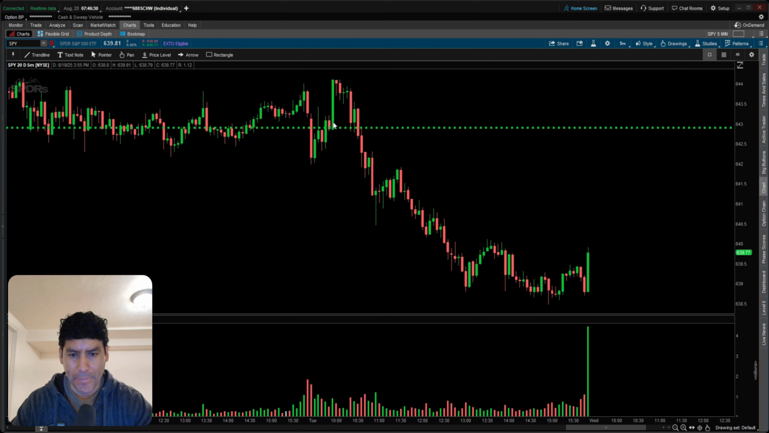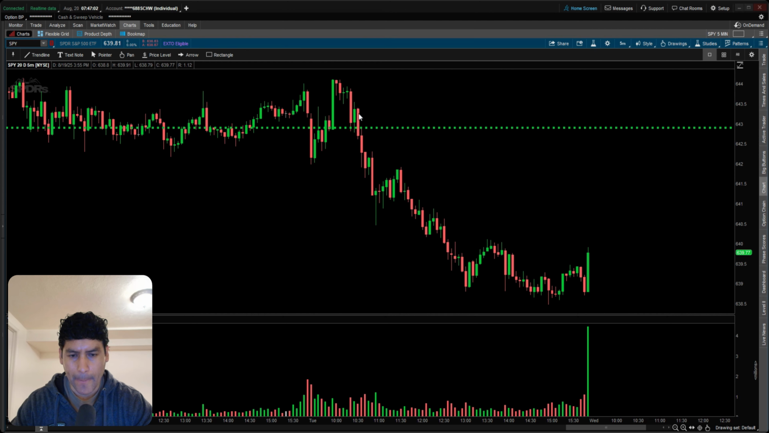This big green candle above the support level, it is manipulation. Watch out, because when you see a big green candle above the support, most often it is manipulation, and from here the price failed, went down, and tested the support.